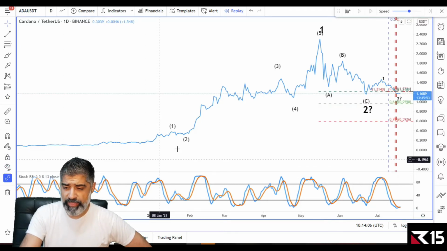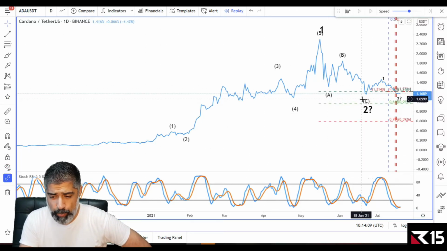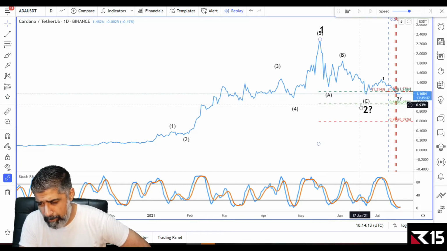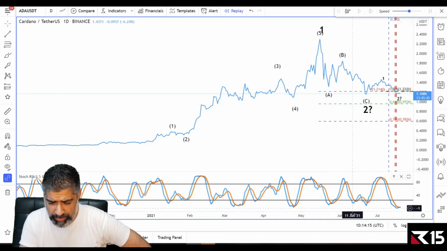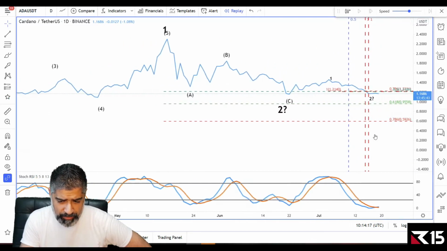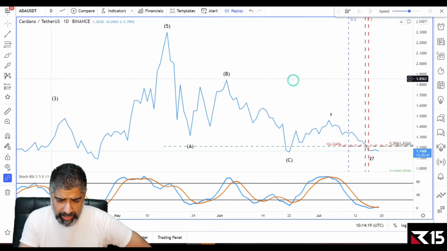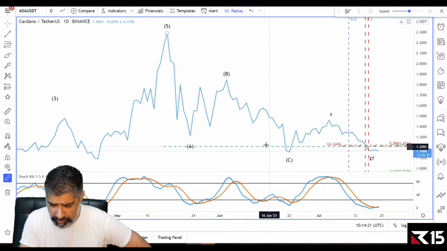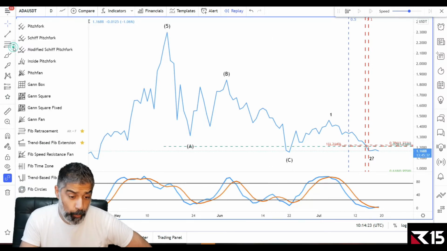So we've got a few things here. We've got pattern, A, B, C. We've got price cluster zone. And let's just do one more thing when it comes to Cardano. Let's just zoom in over here, and let's do a price projection with an alternate price projection.